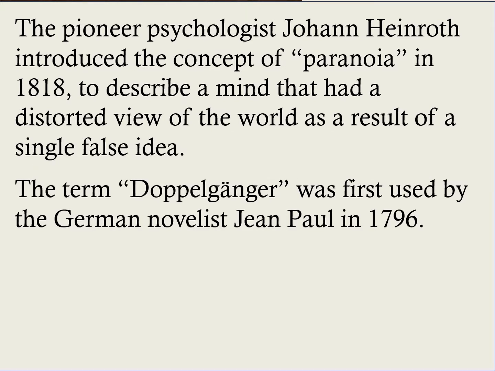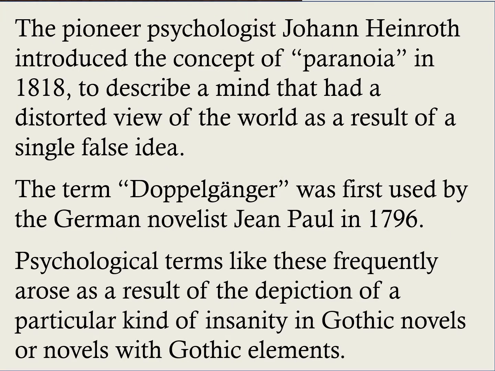And the word doppelganger comes from a German novelist in 1796. So these words, which we connect with modern psychology, and we think about Freud and Jung from the end of the 19th century, actually many of these words were beginning to be used in the late 18th or early 19th century. And they often came as the result of something that was in a Gothic novel. So the Gothic novel would be the starting point for talking about that particular mental state.